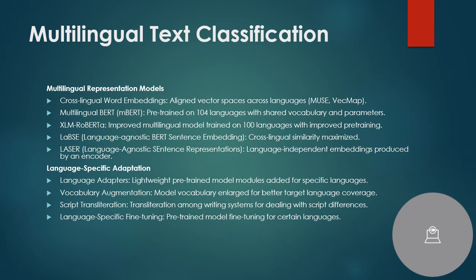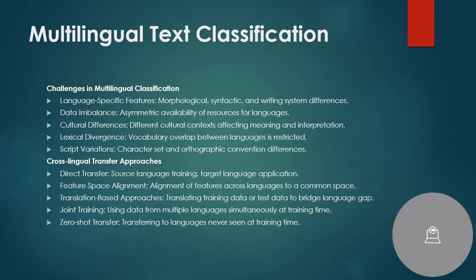Multilingual text classification includes representation models and language-specific adaptation. Challenges in multilingual text classification include difficulties such as different scripts, grammar structures, data scarcity, and computational requirements. There are certain approaches to multilingual text classification where different methods are explained, including separate monolingual models, translation-based approaches, and multilingual models.